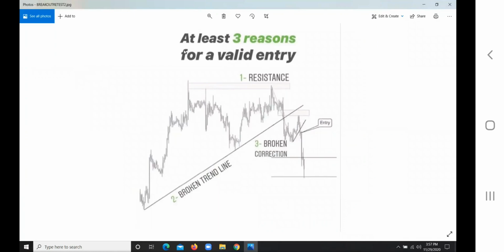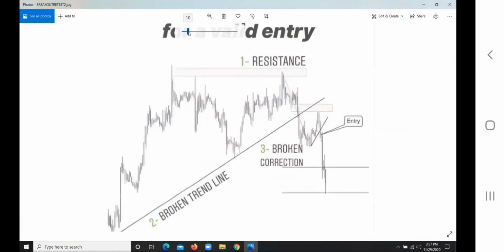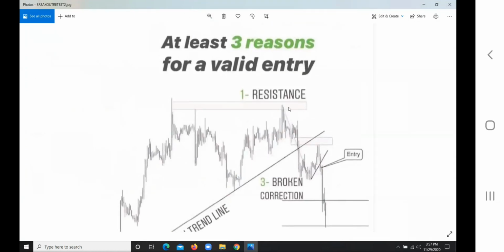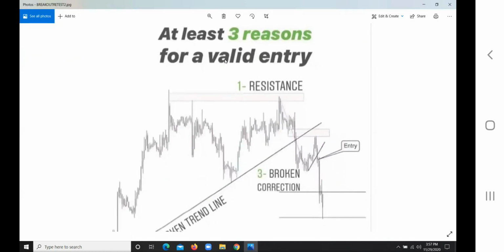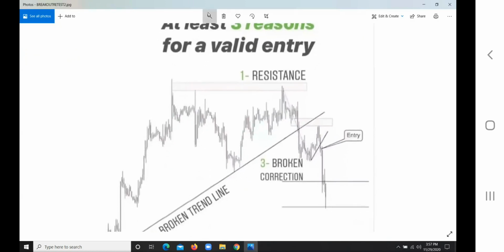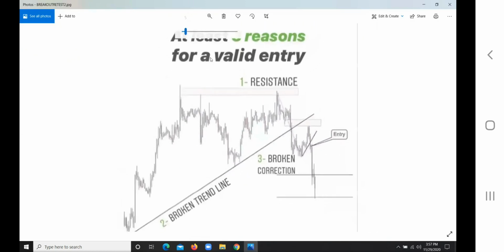Then we have this right here. Okay, I'm gonna zoom in. Three valid reasons. So remember in the confluence video, we were talking about three or more confirmations as to why we would take a trade. So in this example, rather, you're seeing resistance. So this actual zone was drawn out showing resistance. Then we have two, the trend line, but this trend line actually broke out.